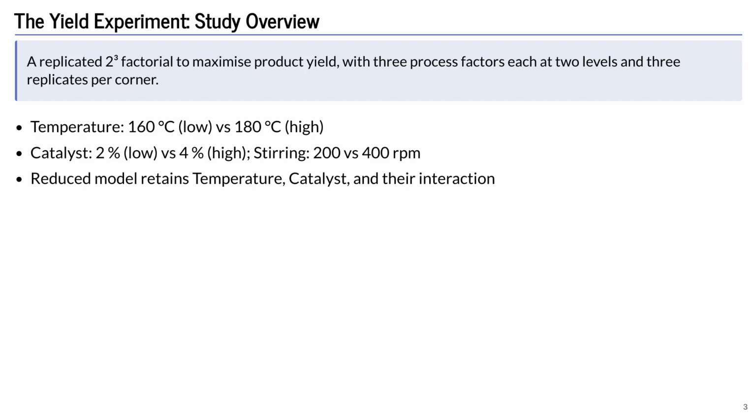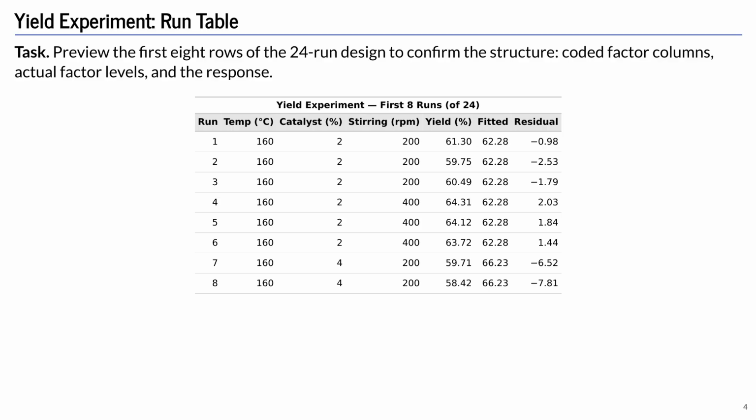After screening all 7 estimable effects, the reduced model retained temperature, catalyst concentration, and their two-way interaction. Stirring speed was dropped. It was not significant. That reduced model is what we will now diagnose and then use to make a recommendation. Before we diagnose anything, let us make sure the data structure is clear.